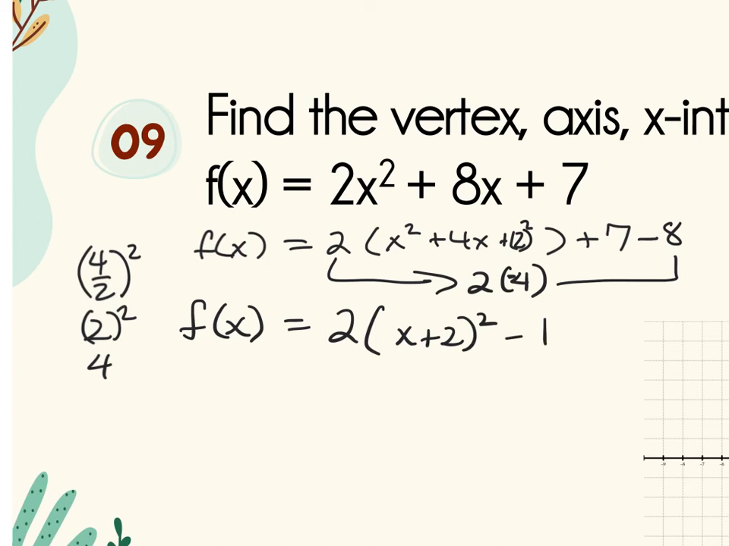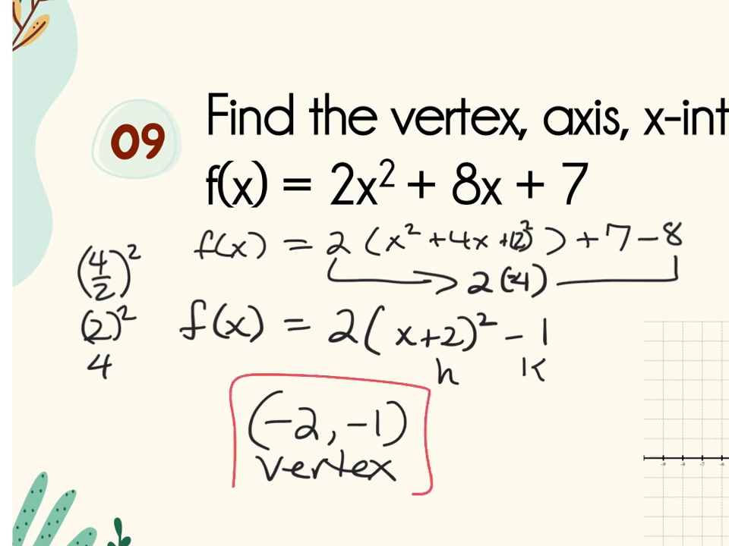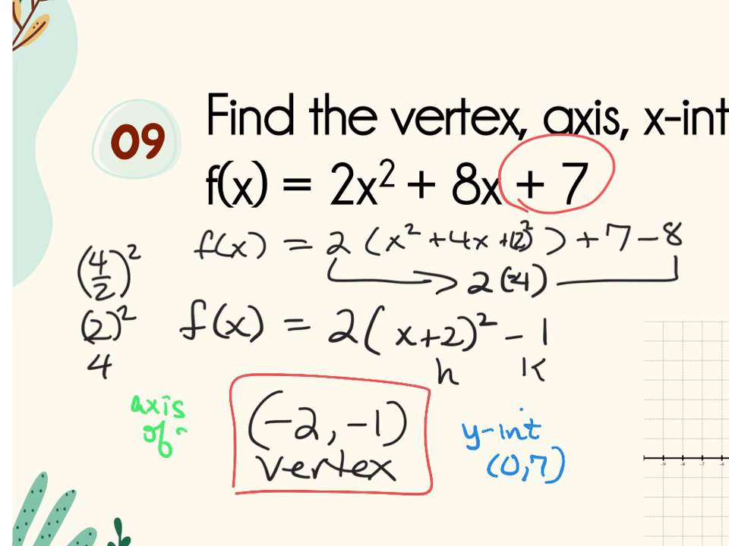So now my vertex is right here. This is H, this is K. Remember, H is the opposite of what it looks like. So that's the vertex. To get the y-intercept, remember I can go back to the beginning, and it's just that C value. So the y-intercept is the ordered pair 0, 7. My axis of symmetry is x equals negative 2.